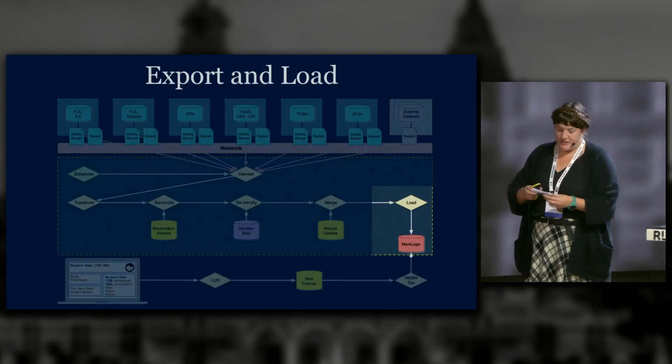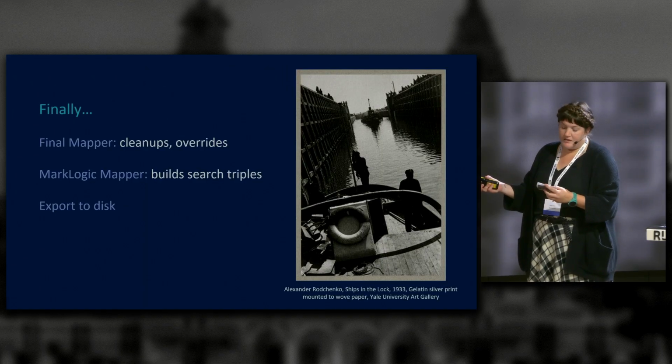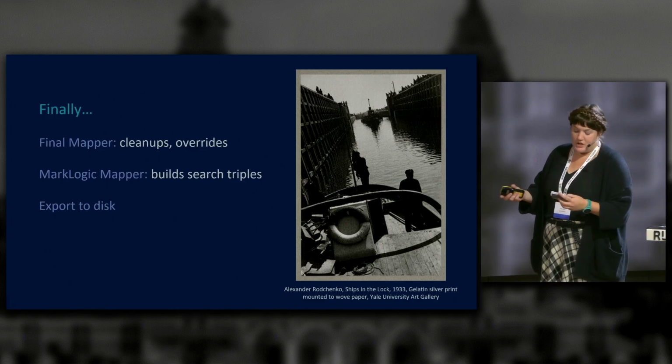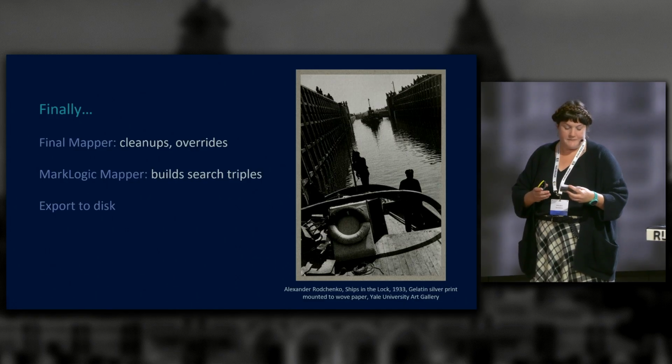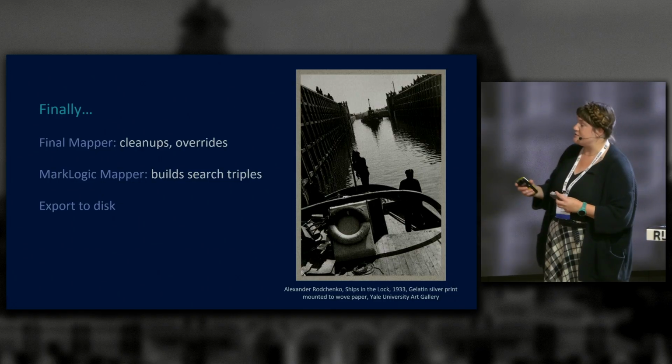When merging and reconciliation is complete, we do a little bit of final cleanup and prepare the data for ingestion into our backend database, which is called MarkLogic. That's where we extract some key triples for indexing in Lux. And then an export script will generate 24 very large JSON files, which are stored on disk.